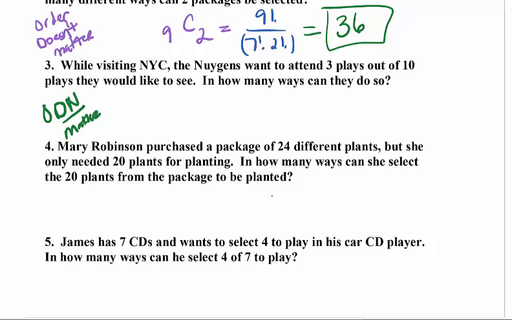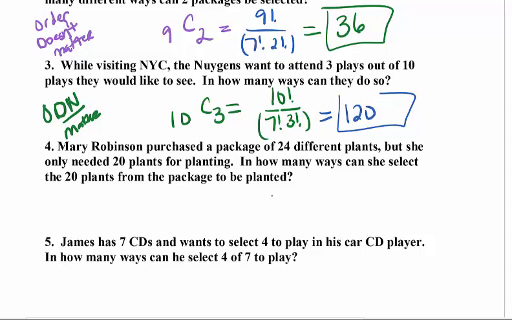So this would be 10 C 3, which would again be 10 factorial over 7 factorial times 3 factorial, and you're multiplying that denominator if you're going to do it that way, but you can just put 10 C 3 in your calculator. There are 120 different combinations that they could choose to see out of the 10 choices of plays.